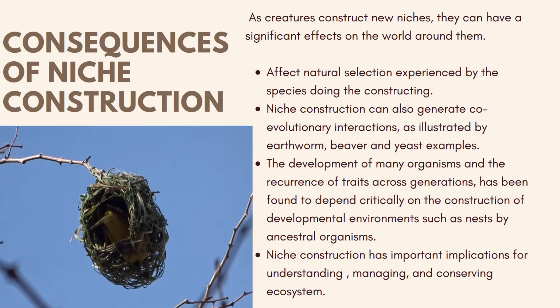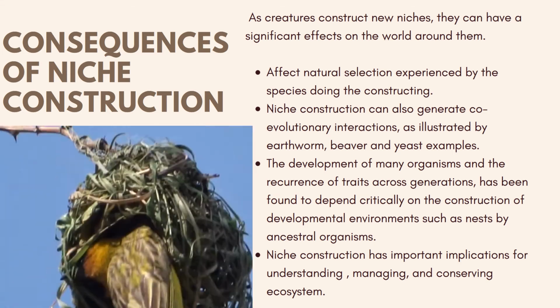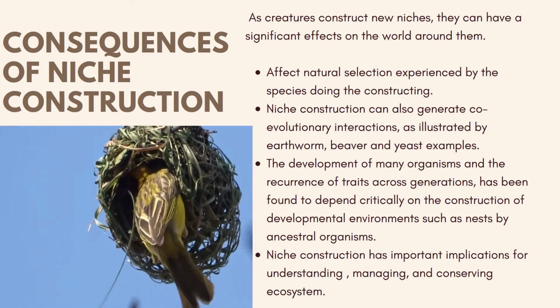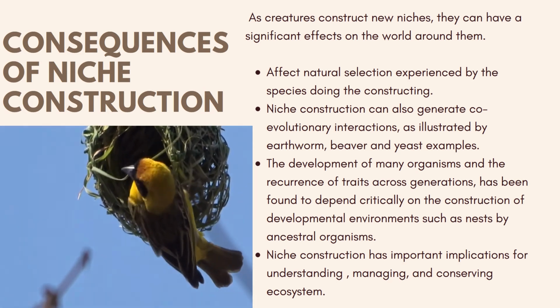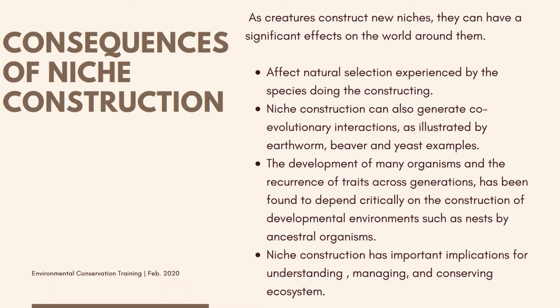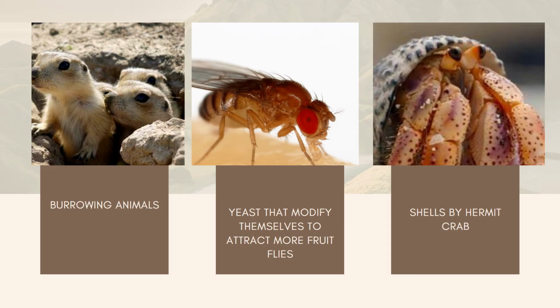The development of many organisms and the recurrence of traits across generations has been found to depend critically on the construction of developmental environments such as nests by ancestral organisms. Therefore, niche construction has important implications for understanding, managing, and conserving ecosystems. More examples of niche construction include nesting and burrowing animals, yeast that modify themselves to attract more fruit flies, and the modification of shells by hermit crabs.